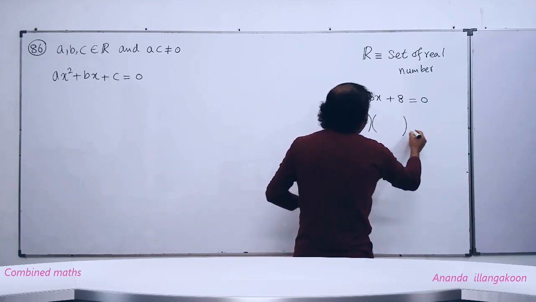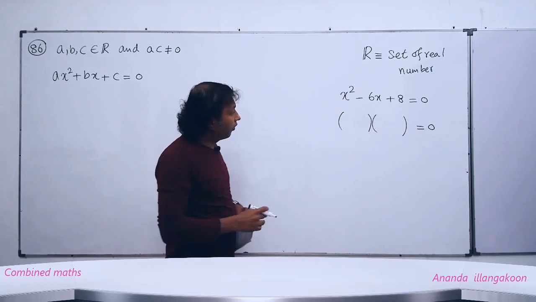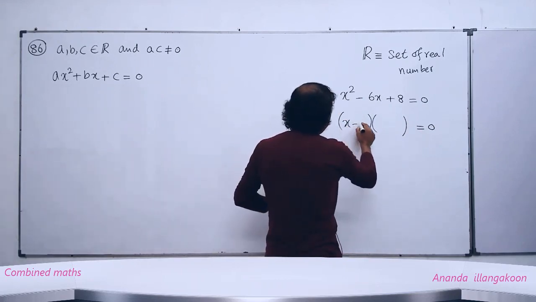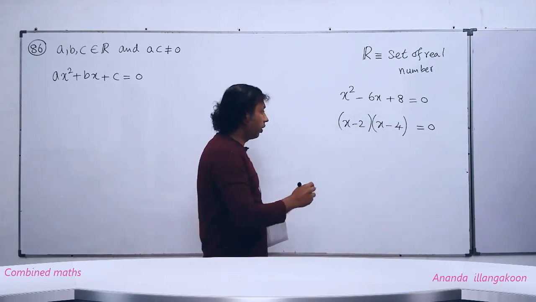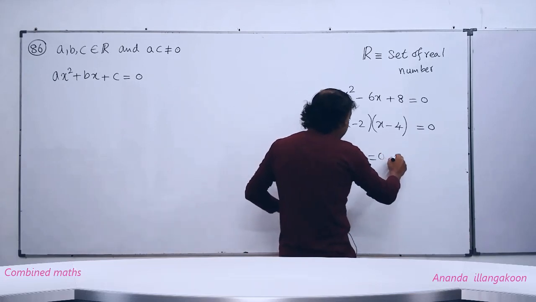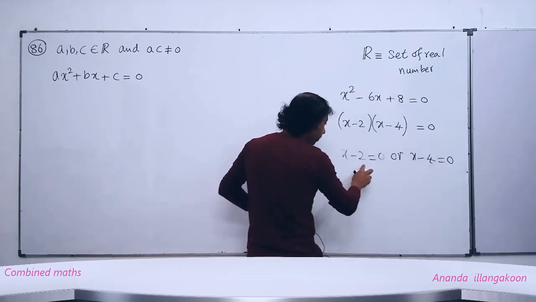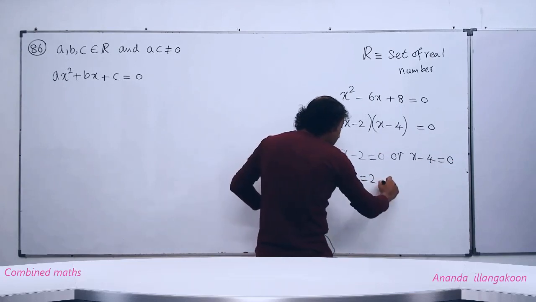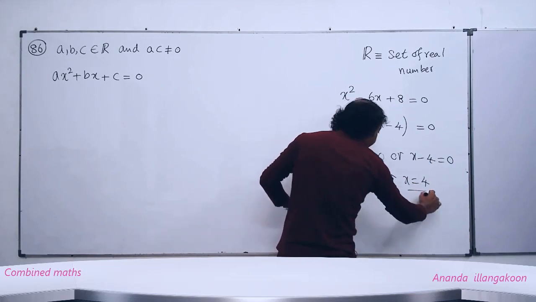No need to explain more here to get the factors. The factors are going to be x minus 2 and x minus 4. To find the roots, we have to equate each bracket to 0. Then we get x equals 2 or x equals 4. Therefore, the two roots are 2 and 4.